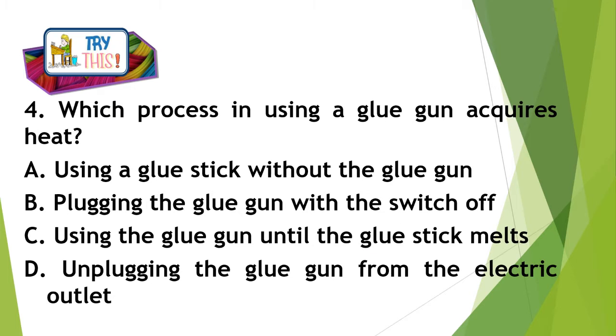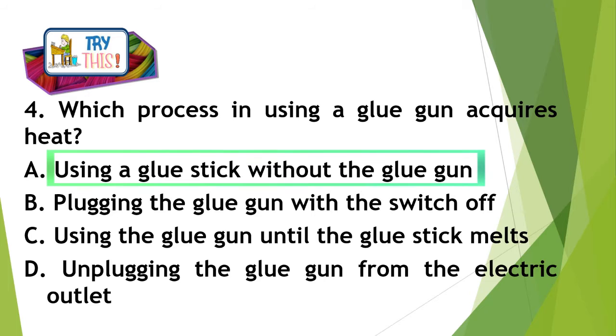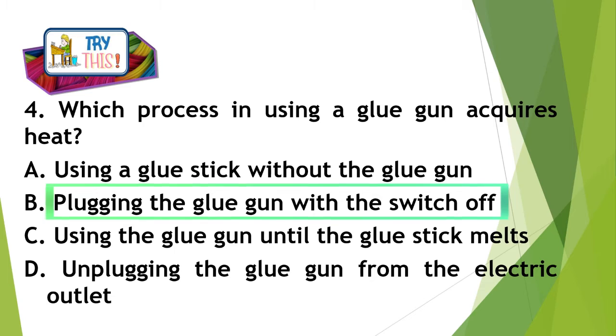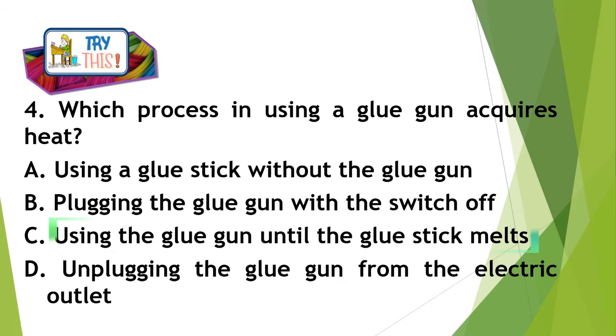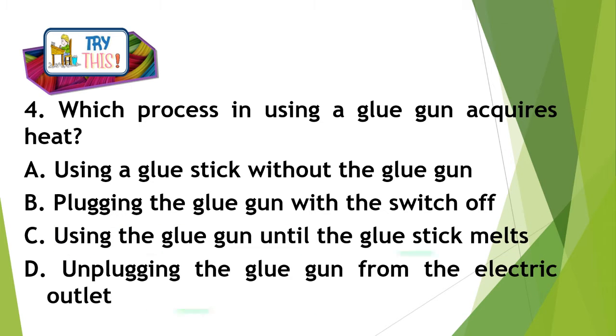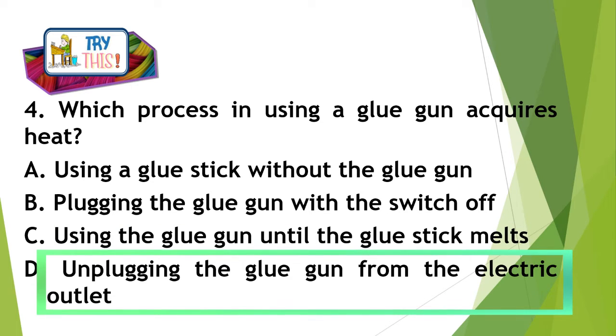Number 4. Which process in using a glue gun acquires heat? A. Using a glue stick without the glue gun. B. Plugging the glue gun with a switch off. C. Using the glue gun until the glue stick melts. D. Unplugging the glue gun from the electric outlet.